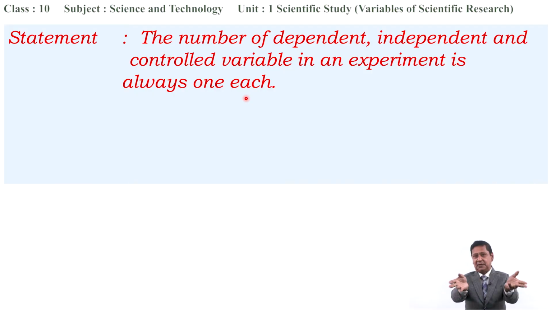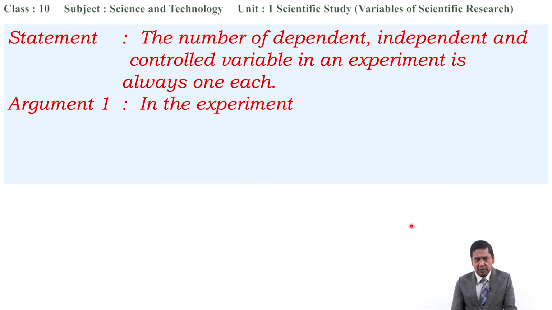This is a little different from the other question. A statement is given, look at the statement. The number of dependent, independent and controlled variables in an experiment is always one each. What is the meaning? There is one dependent variable, one independent variable and one controlled variable in any experiment. This statement says so. Now there is argument 1.